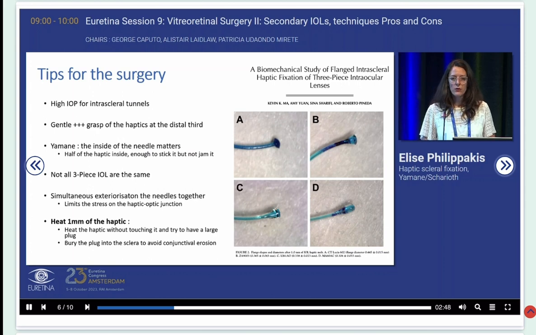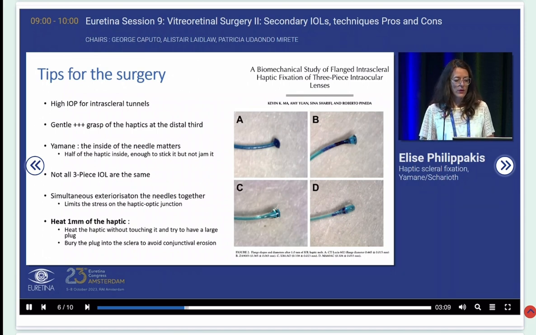When you use Yamane, the inside of the needle matters. Not all needles are the same. You have to use thin wall if you want to use a very small needle, or you take whatever you have, because you have to put it in, but not jam it in, because otherwise when you take them out, it will be stuck in the needle.